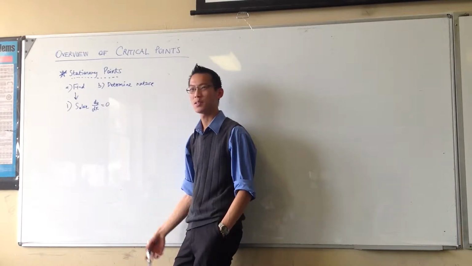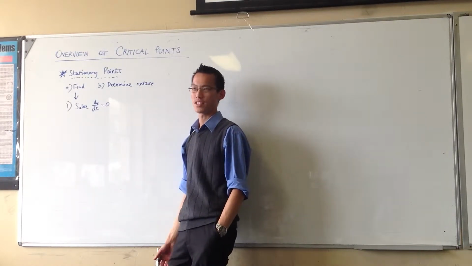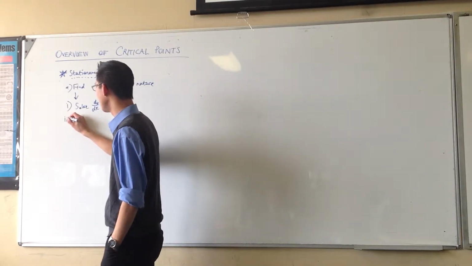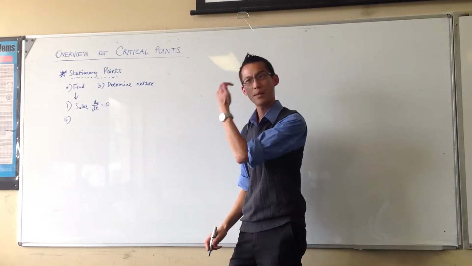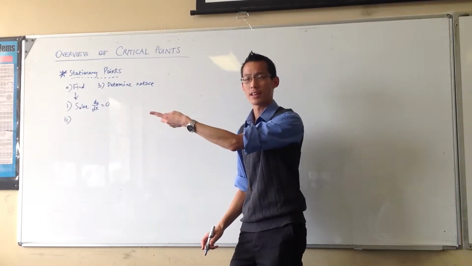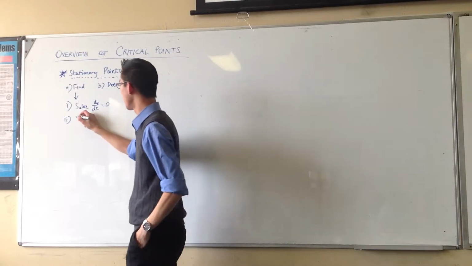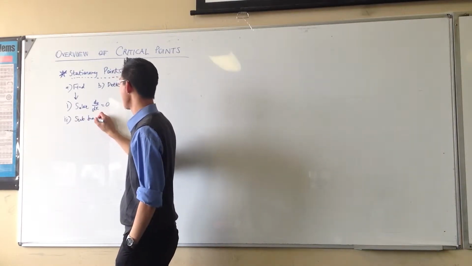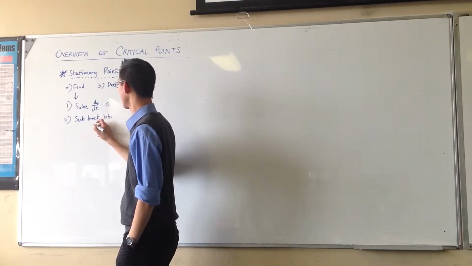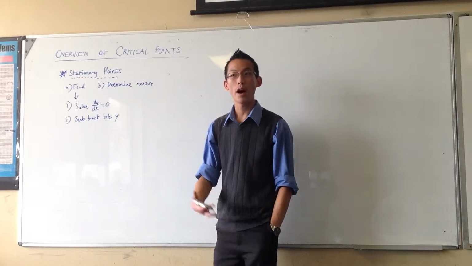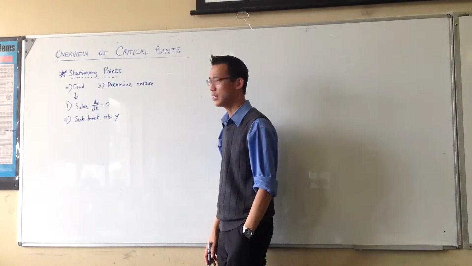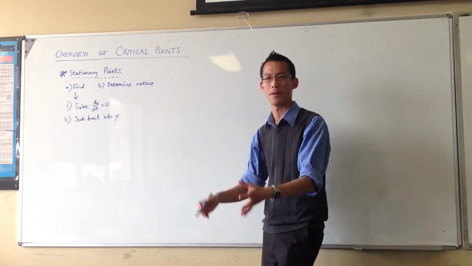Solve. This will tell you the x coordinates where you've got a stationary point. But then you've got to do a little more legwork than that. You've got to pop it back into your original equation, and that'll give you the y coordinate. So sub back into y, and that'll give you the y coordinate. So there's two steps, then you've found them.